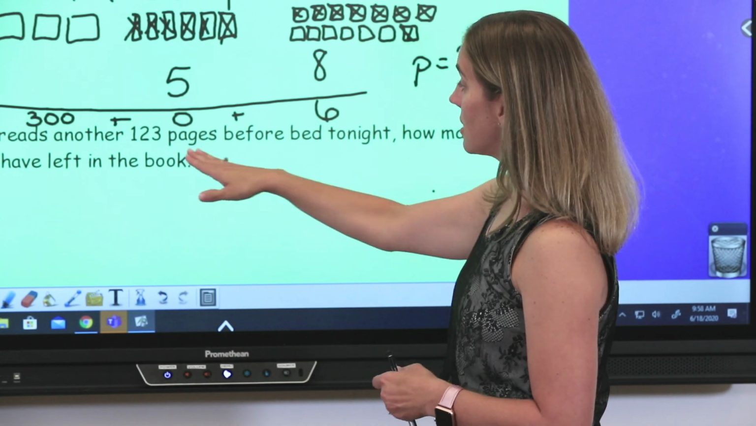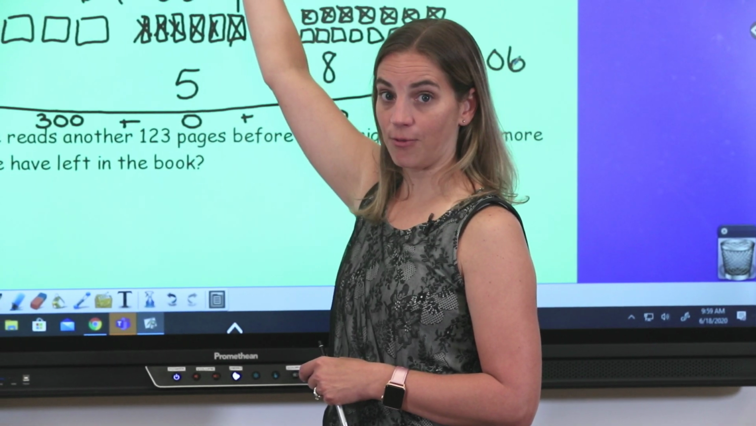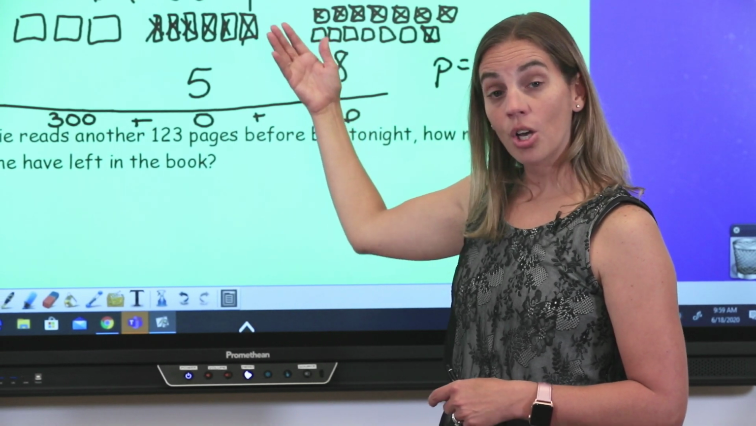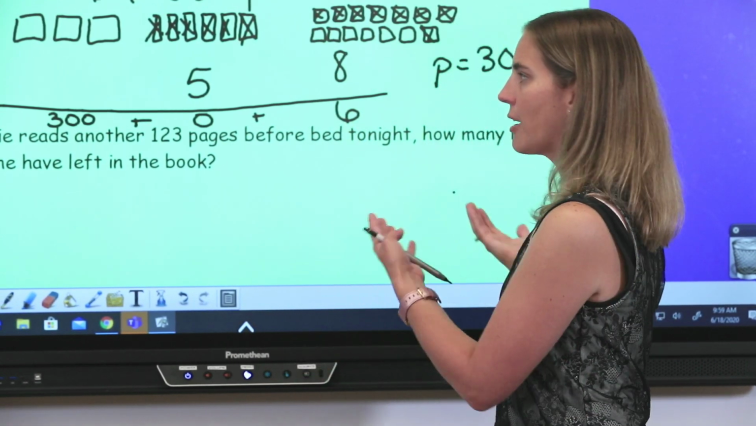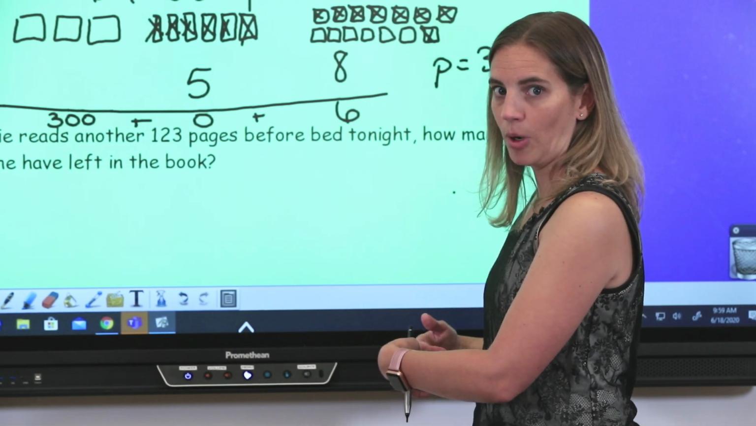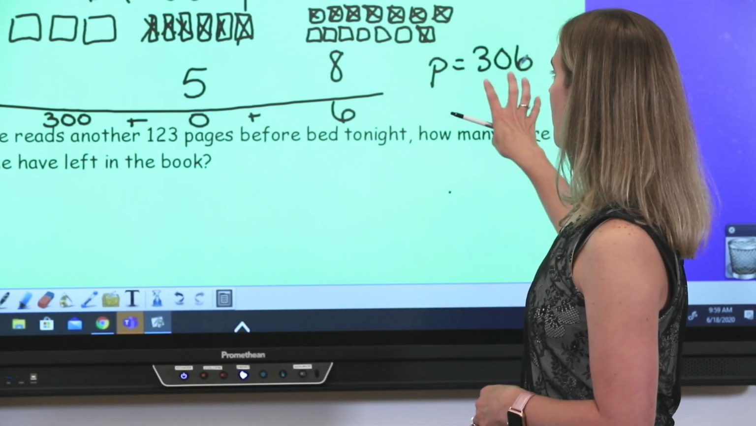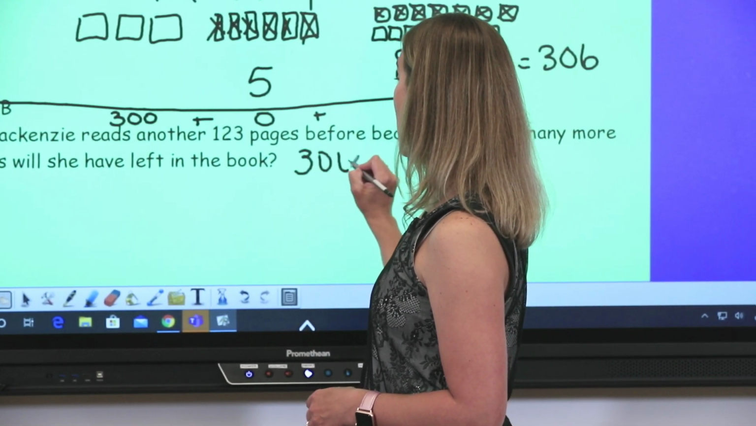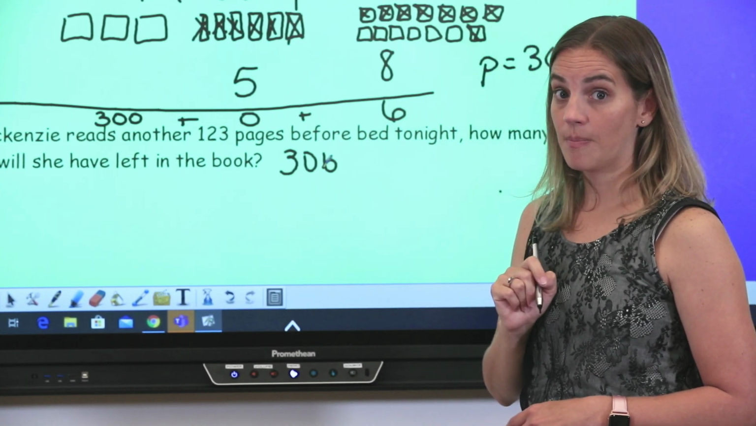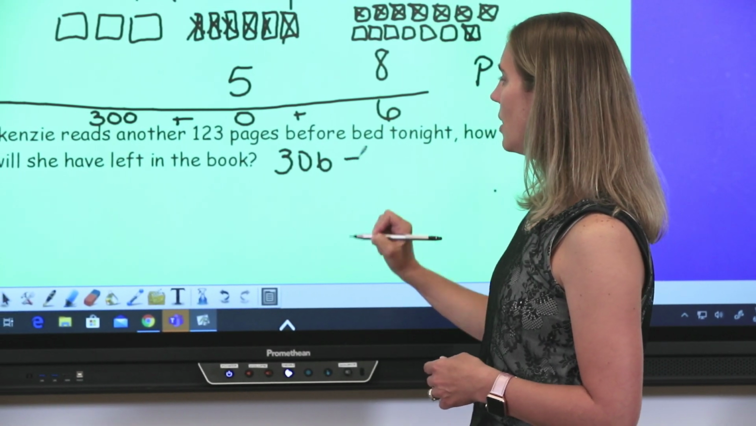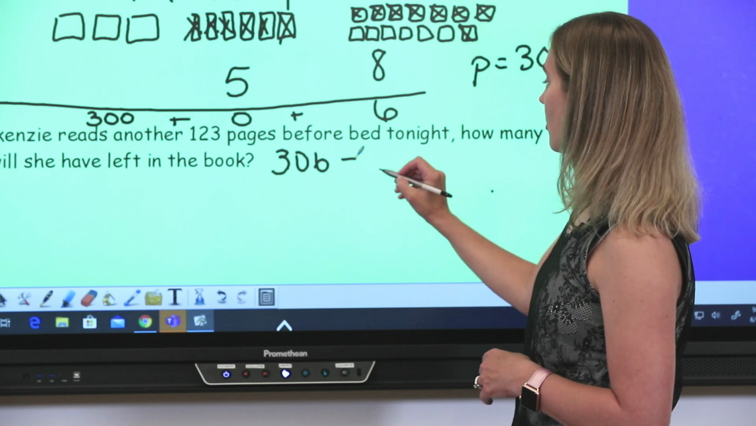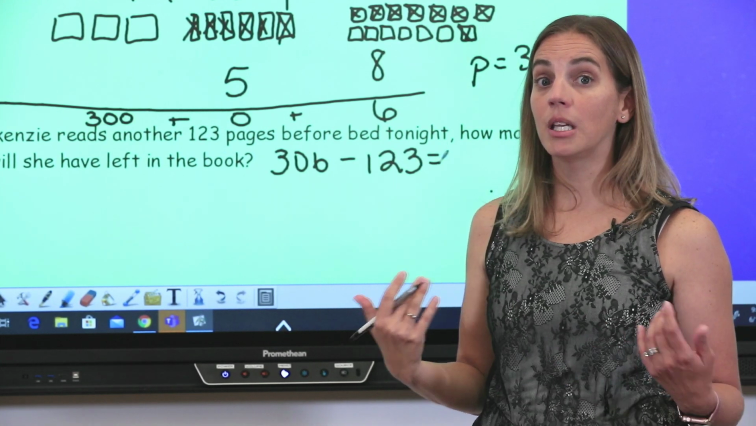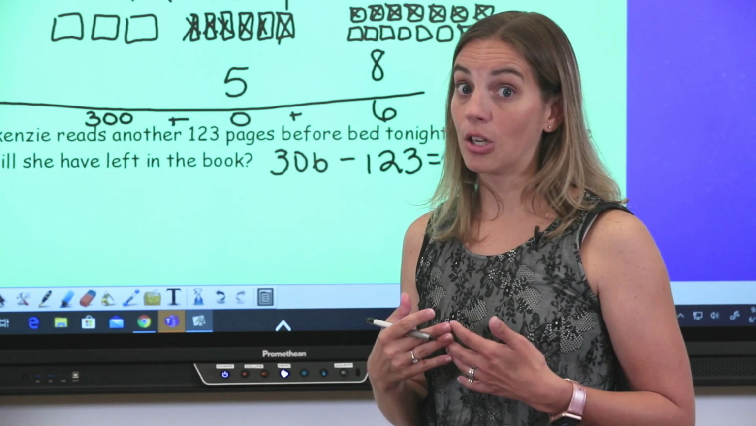So if I take this 123 away from 364, then I've completely forgotten about the 58 pages that she already read. So this time I have to use the answer from my first problem to help me solve my second one. We can do this. So this time I'm going to start with 306 pages because that's how many she has left after she read that 58. Then I'm going to take away that 123. That's going to tell me how many pages she has left in her book.